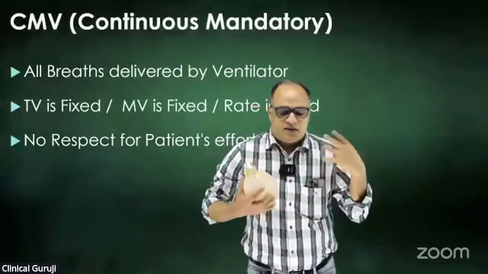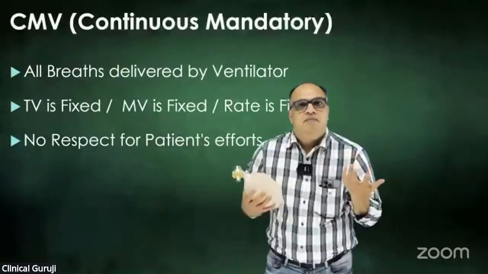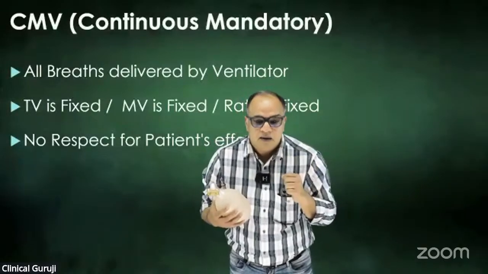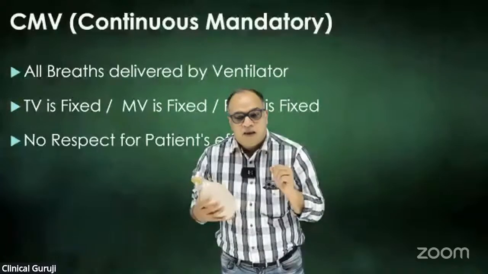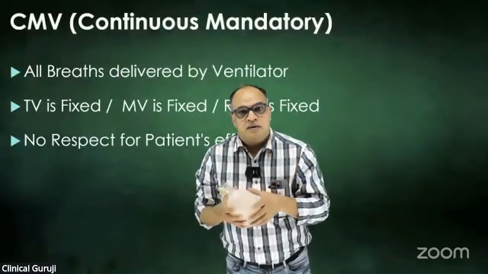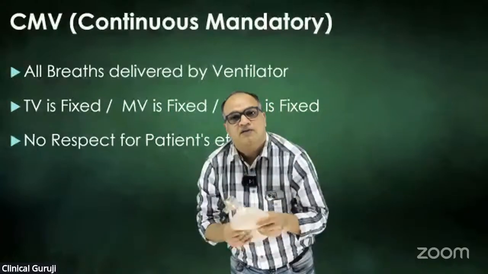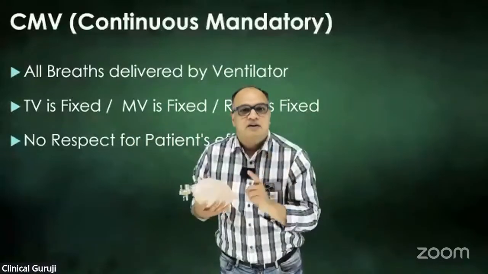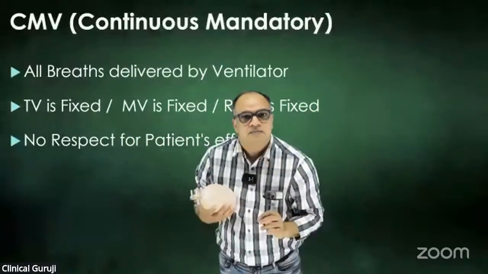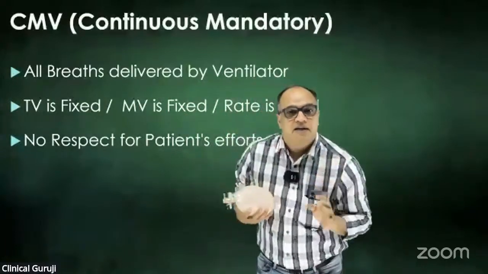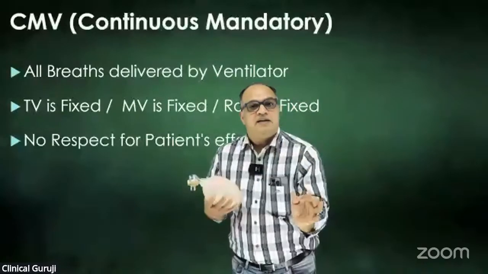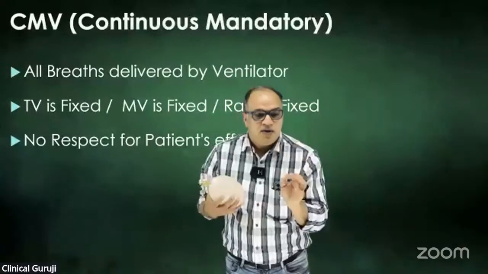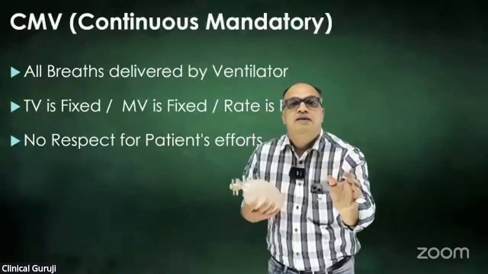Now, Baba got his CO2 washed out. Baba became awake again and Baba started breathing. But then what happened? Baba is trying to breathe out, but perpendicular is giving air. Baba is trying to breathe in, but perpendicular doesn't care because he will give breath only after 5 seconds. So all breaths are delivered by the ventilator. The tidal volume is fixed and the rate is fixed, and there is no respect for patient's efforts. There will be eventually patient ventilator dyssynchrony.